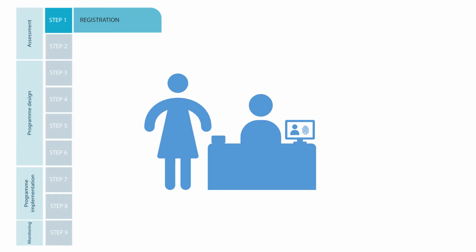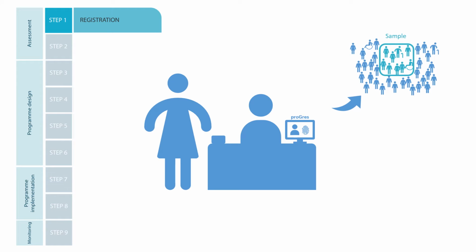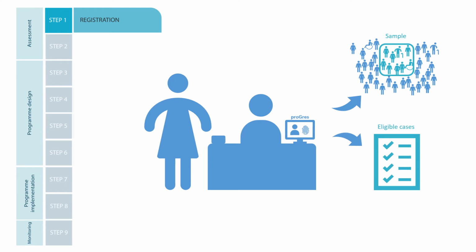The first step is registration. Registration data is a key source for understanding the population of concern. While registration of refugees is sometimes undertaken by governments, it is often conducted by UNHCR using Progress, their database and case management system that is used to record and update refugee data. This is often used for the sampling of the population for assessments and to identify cases that are eligible for assistance during implementation.